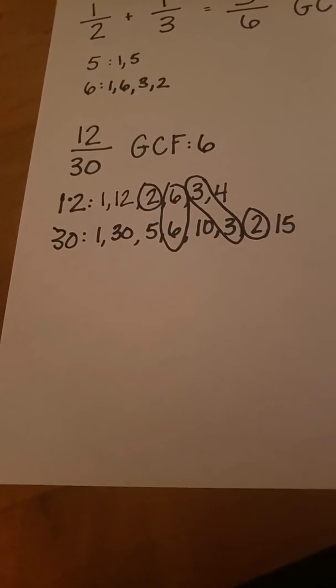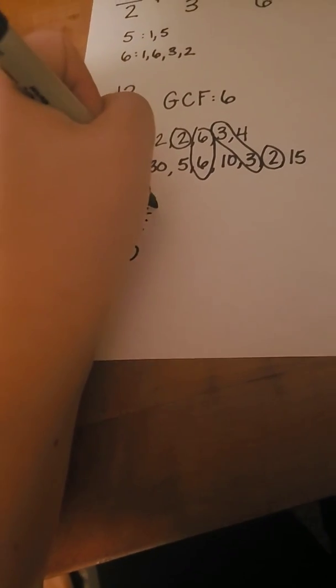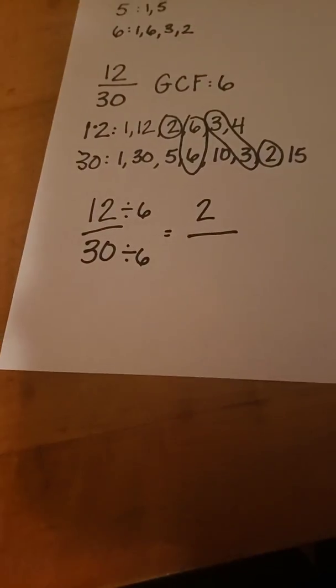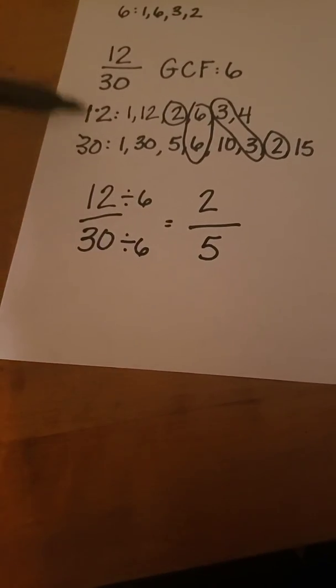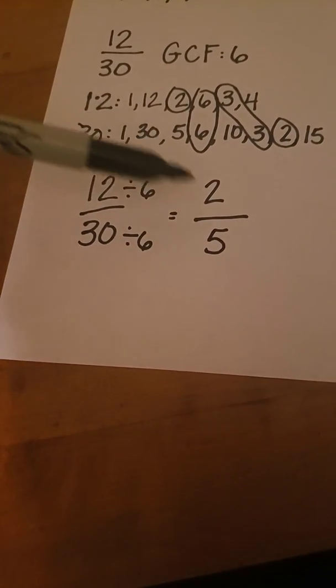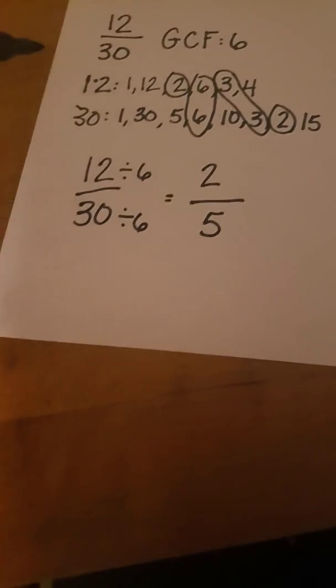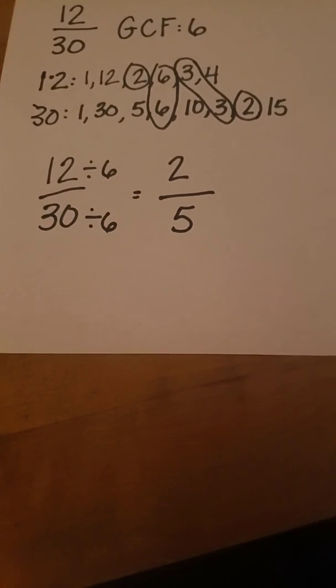Now, the next step is to divide. So you're going to rewrite your original fraction, and you're going to divide it by your greatest common factor. Do the same thing to the top and the bottom. 12 divided by 6 is 2. 30 divided by 6 is 5. So 12/30 and 2/5 are equivalent fractions. 2/5 is just in a simpler form. These numbers are much easier to deal with than 12/30. So what you've done is you put it back into the simplest fraction that it can be. And that would be your answer.